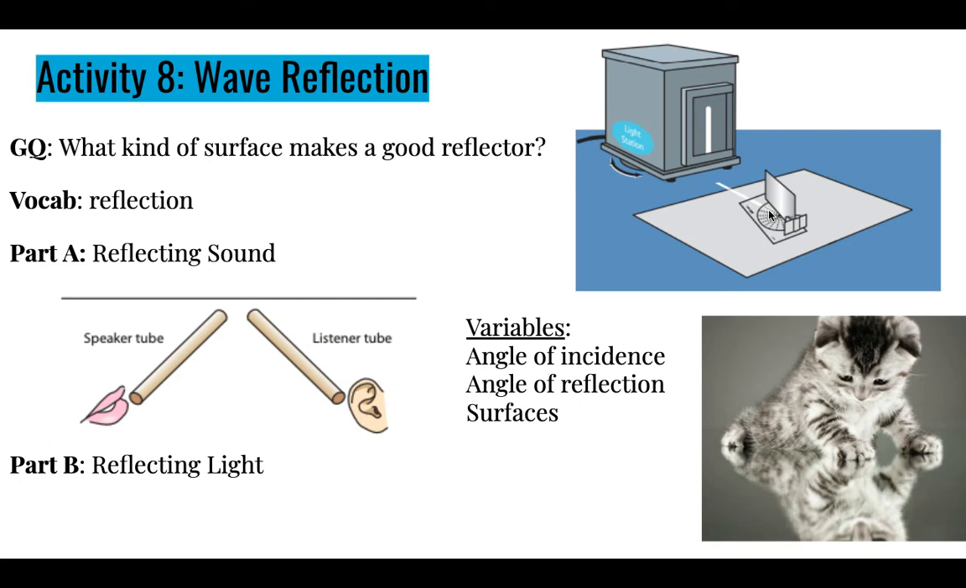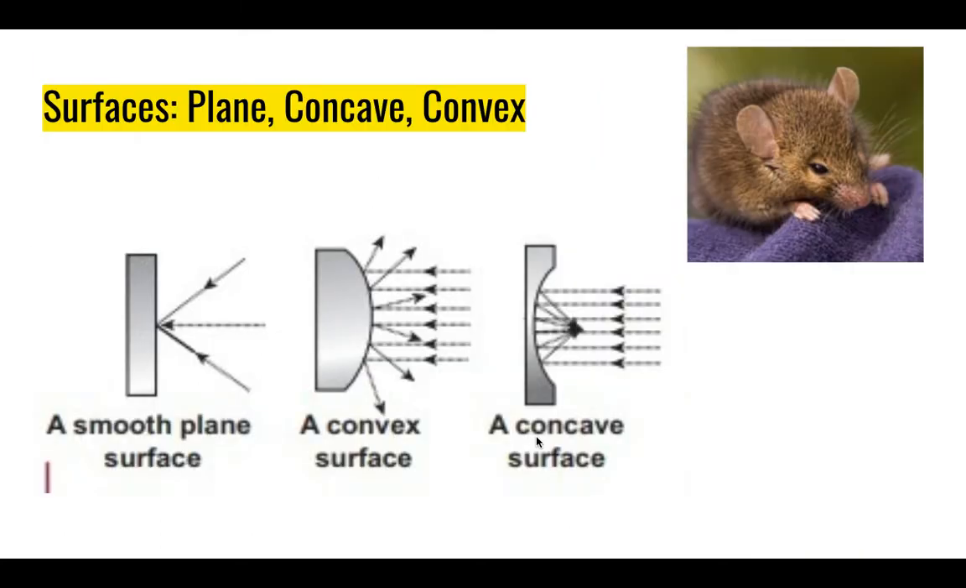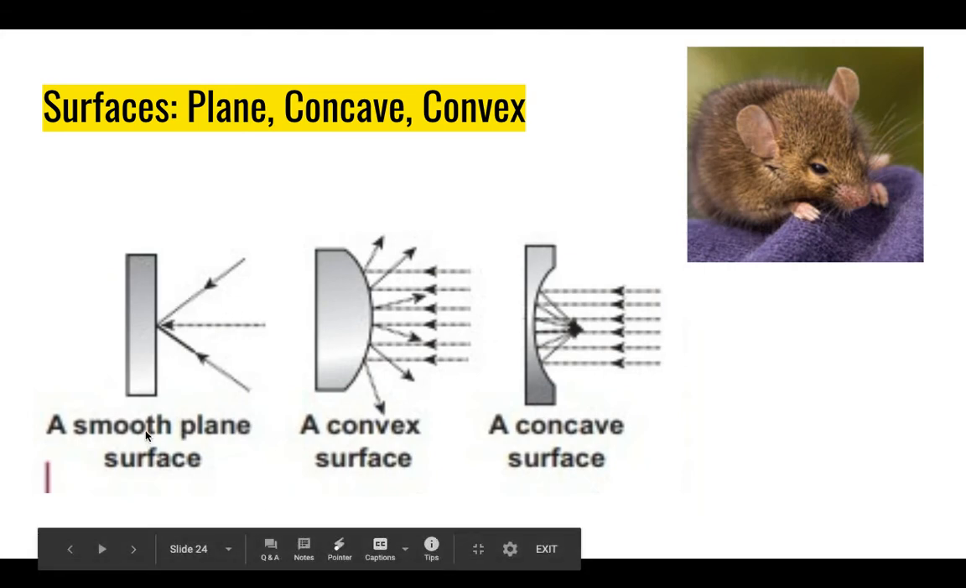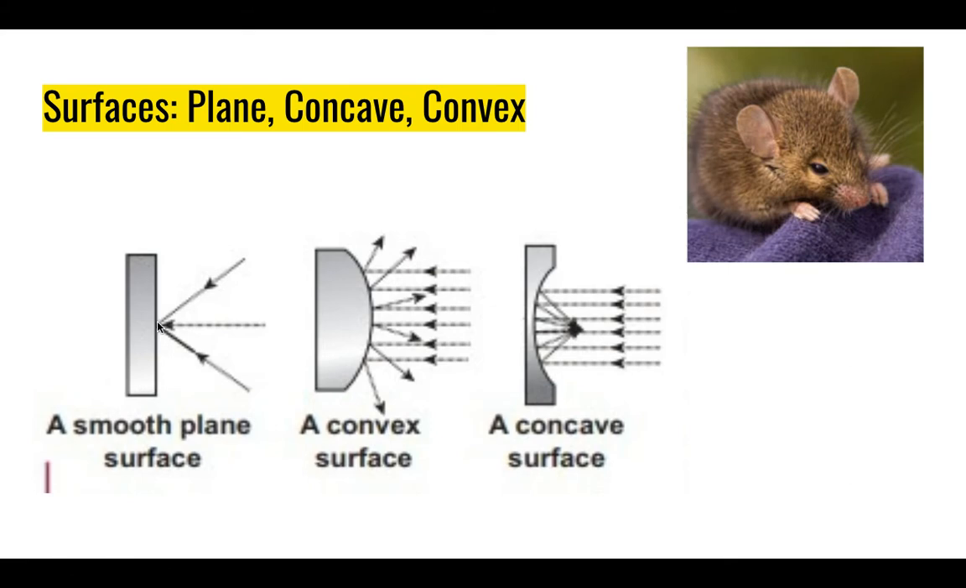a protractor onto a flat mirror. And when we did that, we looked at the angle of incidence and the angle of reflection, and we looked at different surfaces. For smooth planar surfaces, the angle of incidence is equal to the angle of reflection.